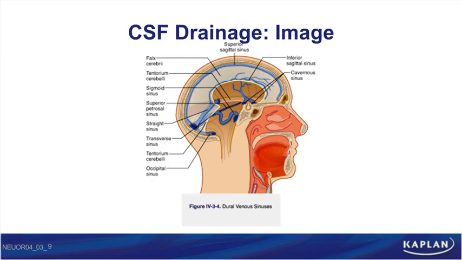The inferior sagittal sinus, which is located in the inferior margin of the falx cerebri, terminates by joining with the great cerebral vein of Galen to form the straight sinus at the falx cerebri and tentorium cerebelli junction. This drains into the confluence of the sinuses.